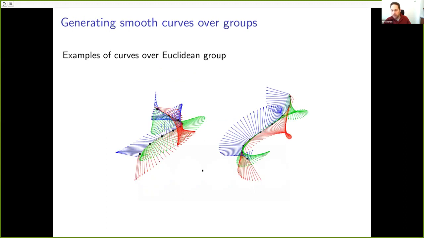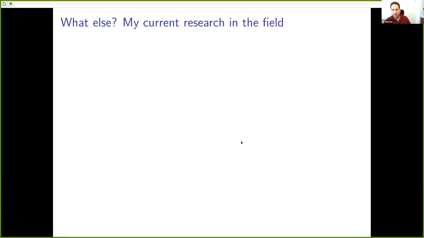To take it back to the manifold, this is a way we can generate smooth curves. In this case, it's examples of two curves that I made over the group of Euclidean rigid motions, or over Euclidean space. And now let's speak about what we're doing today and about the case studies that I want to show you.